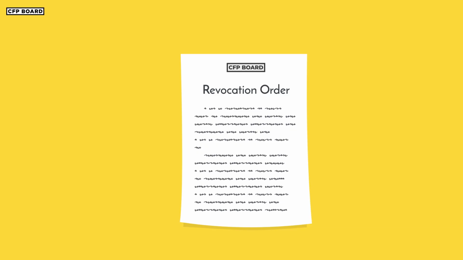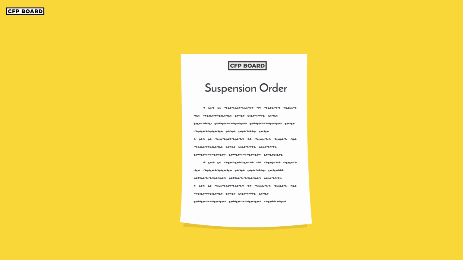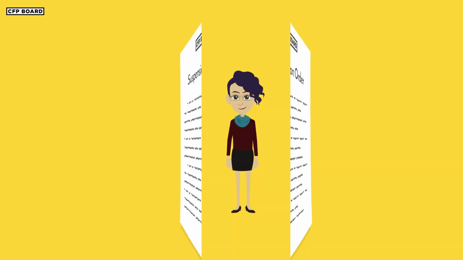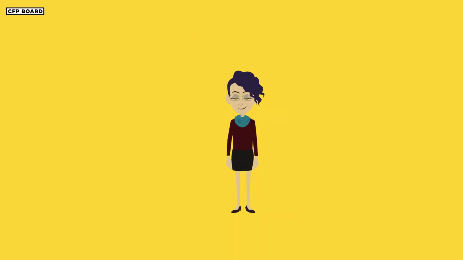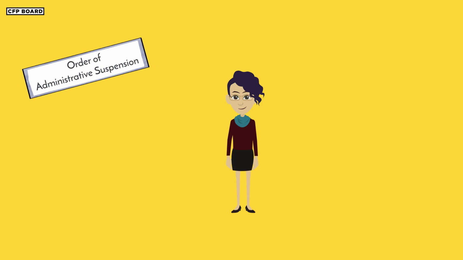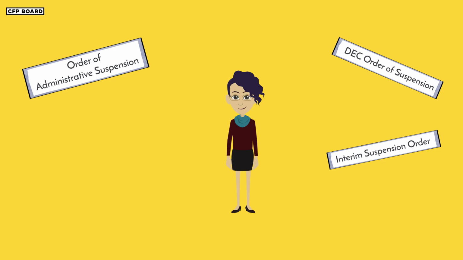Revocations of CFP certification are permanent. With suspensions, it may be possible to reinstate your certification. Reinstatement after an administrative suspension and reinstatement after a DEC-issued suspension that is not an interim suspension are discussed next. For reinstatement after an interim suspension, please refer to the procedural rules for more information.